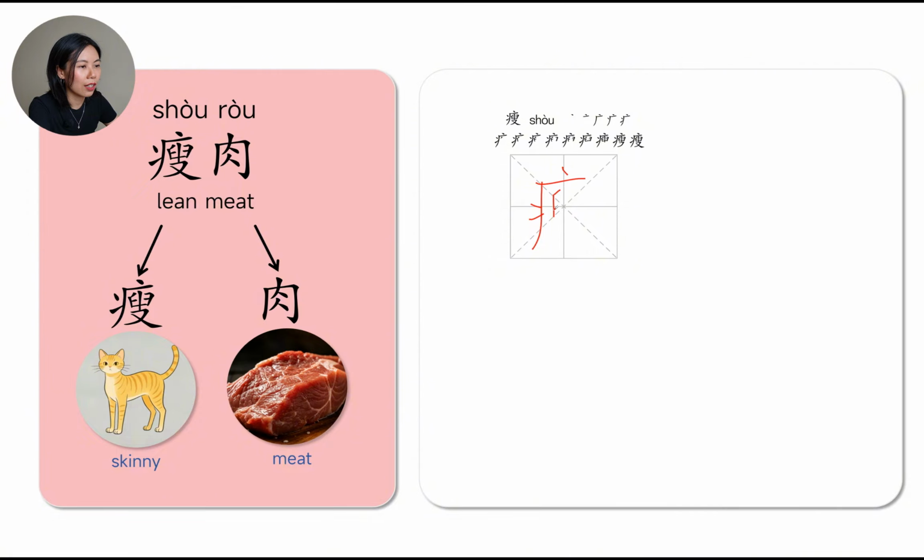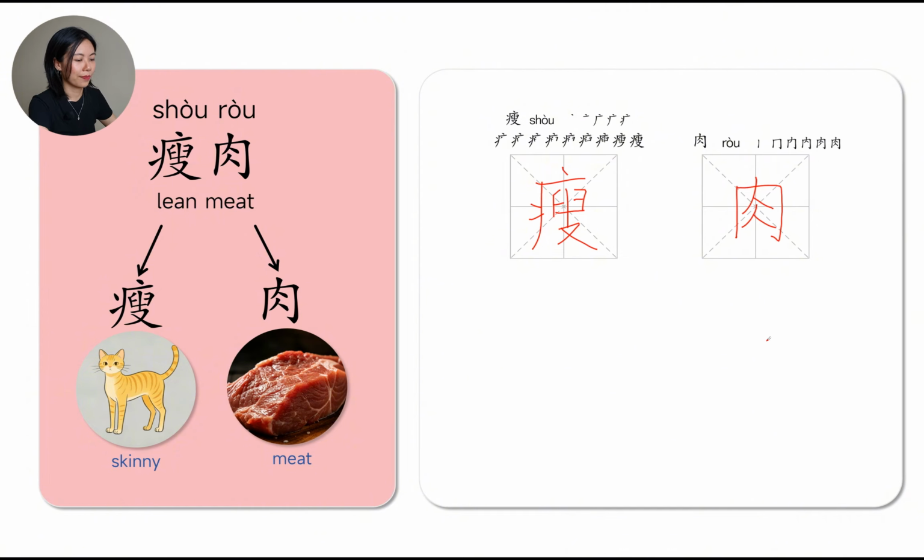1, 2, 3, 4, 5, 6, 7, 8, 9. 很好, 这是瘦. And the next one is 肉. 1, 2, 3, 4, 5, 6, 肉. Okay, let's get to the sentence.